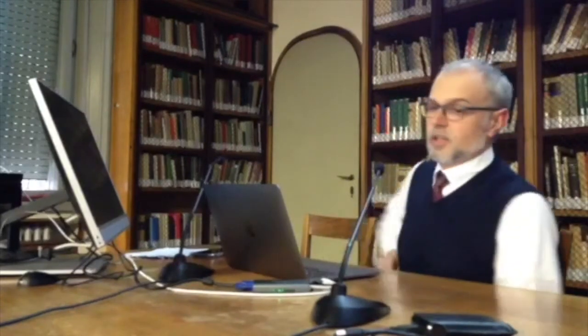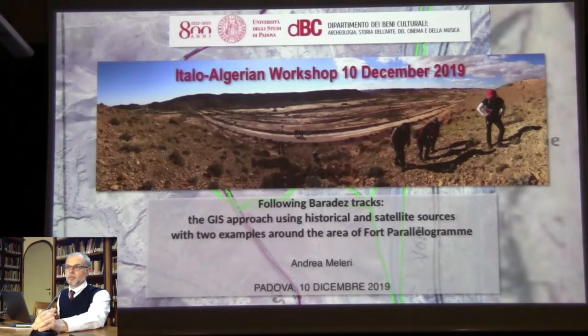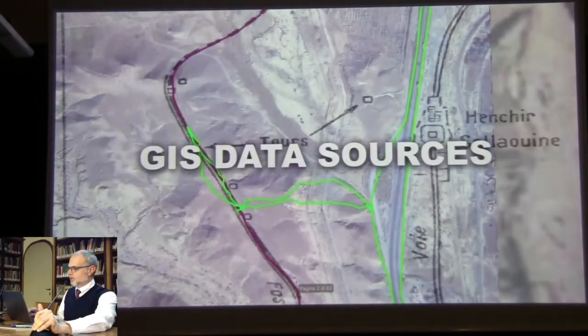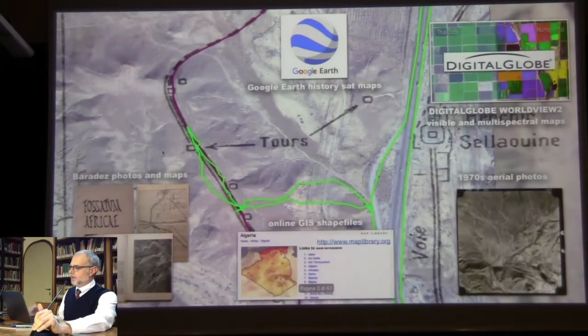Okay, I'm doing just a short presentation, an introduction to our work, starting from our approach using GIS, Geographical Information System. Our approach to the historical sites puts together different sources. Our sources mainly are these. We use Google Earth for sure. Also, Google Earth history, which gives you the opportunity to go back and see past images in different years.